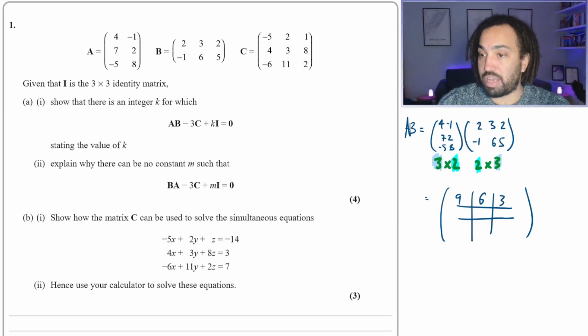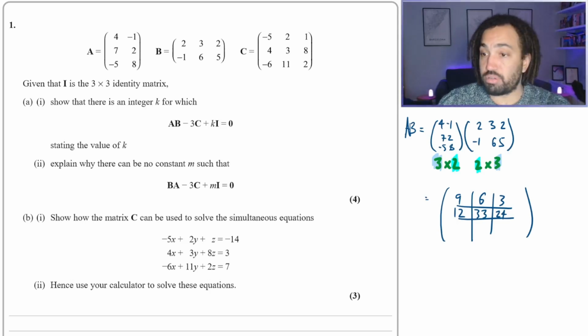Okay, middle row and left column. So 2 times 7 is 14, and then minus 2 is going to be 12. 7 times 3 is 21, plus 12 is 33, and 7 times 2 is 14, and plus 10 is 24.